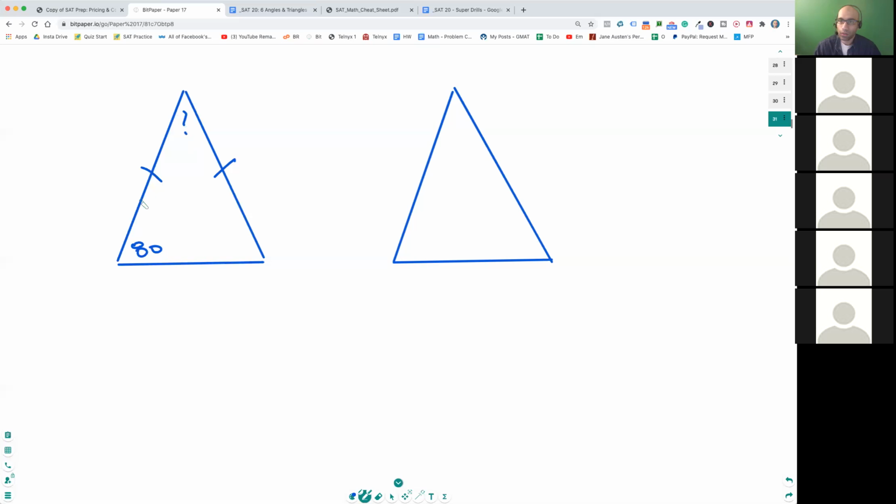Yes, because this is 80, so this is 80, right? So 80 plus 80 plus how much is 180? That's 20. 80 plus 80 plus 20 gives you 180. So that's why this is 20.